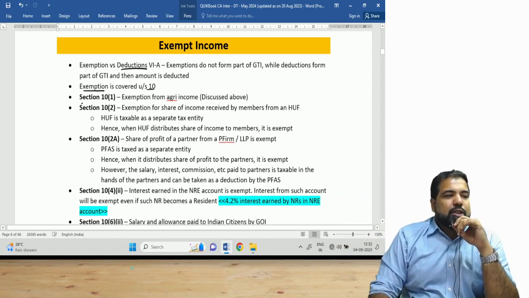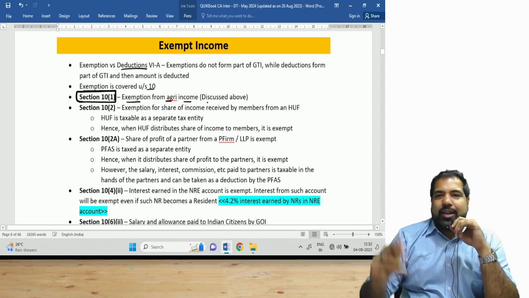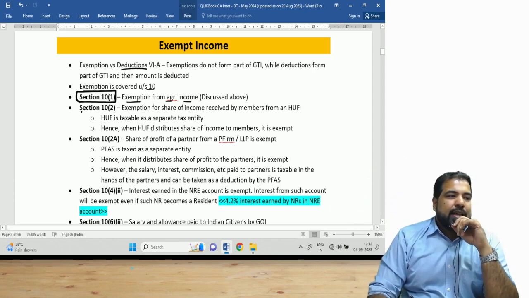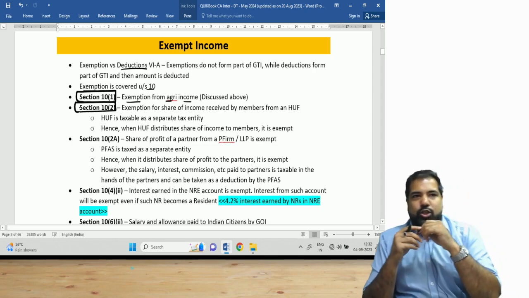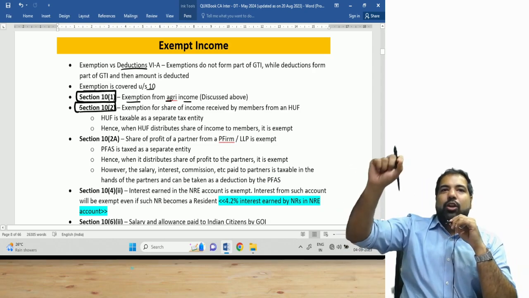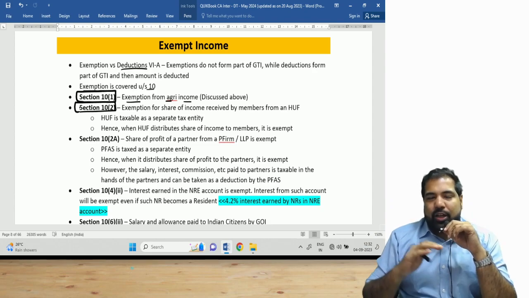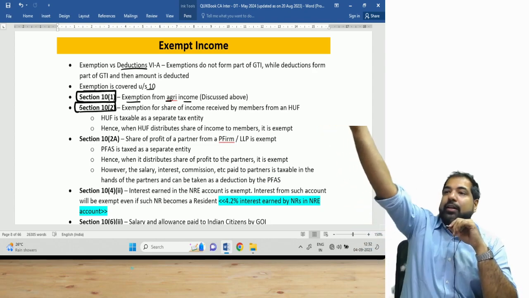Next, the first one is exemption from agriculture income. We'll discuss that once we finish this revision. Next, section 10(2). Do you have an HUF? Are they paying their own taxes? Yes. And when they distribute the share of income to members of the HUF, will it be taxed again? No. Why? Because the HUF has already paid the tax.